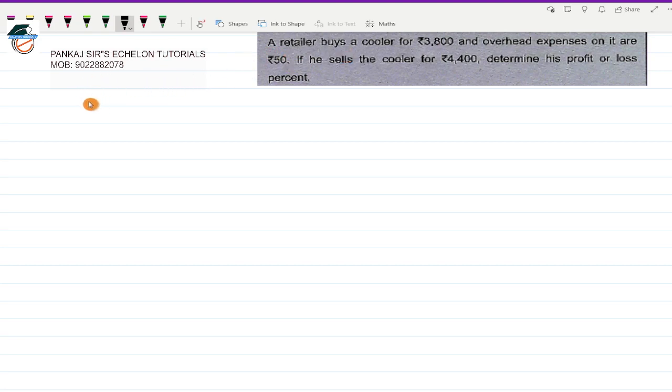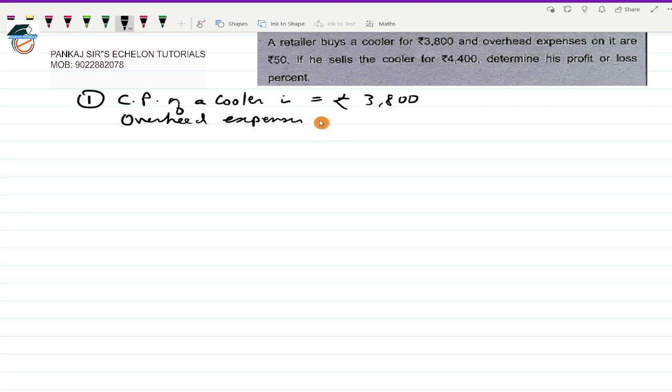So example number 1 is this one. It states that a retailer buys a cooler for rupees 3800. So you can write your cost price of a cooler is equal to rupees 3800. Now this is the cost price, and overhead expenses on it are rupees 50. Now overheads means extra cost, so you can write here overhead expenses is equal to rupees 50.